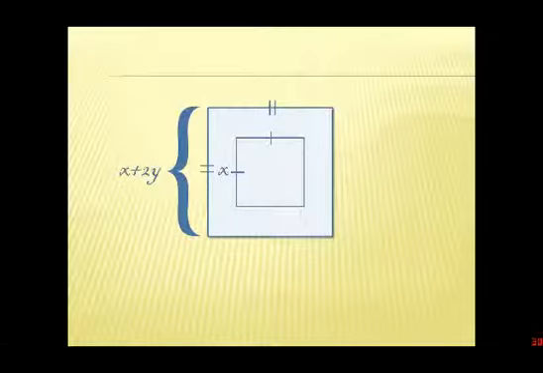So this starts out pretty simply with a square. Around that square there's going to be another square. We can say that the side of the smaller square is x, and that the distance between the side of the smaller square and the side of the larger square is y. Therefore, the side of the larger square is going to be x plus 2y.